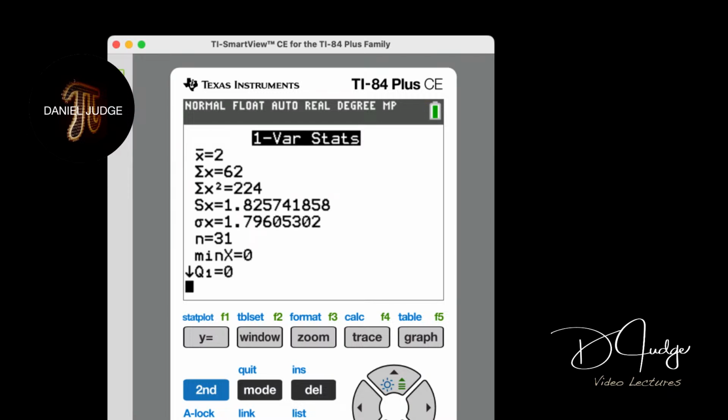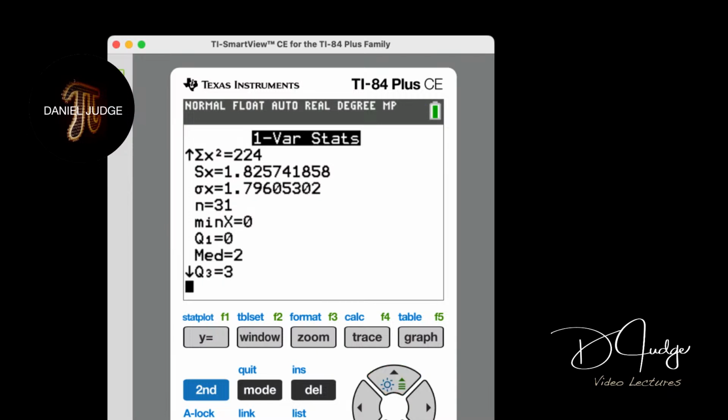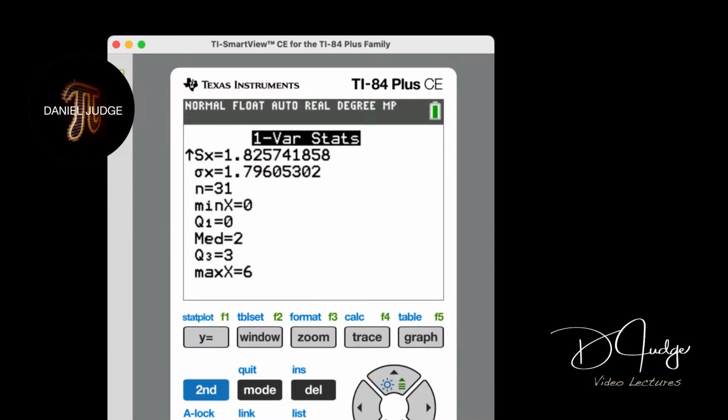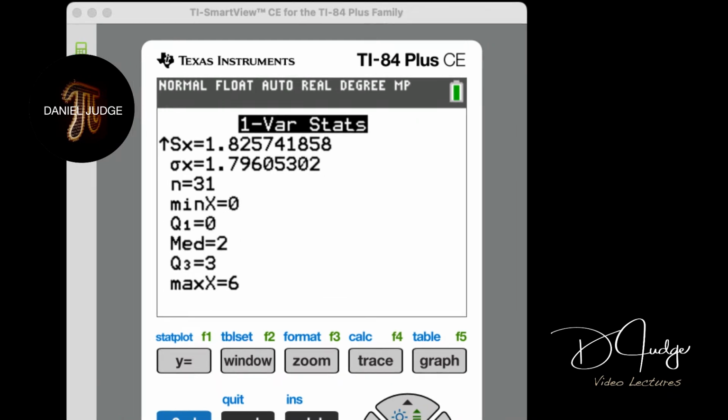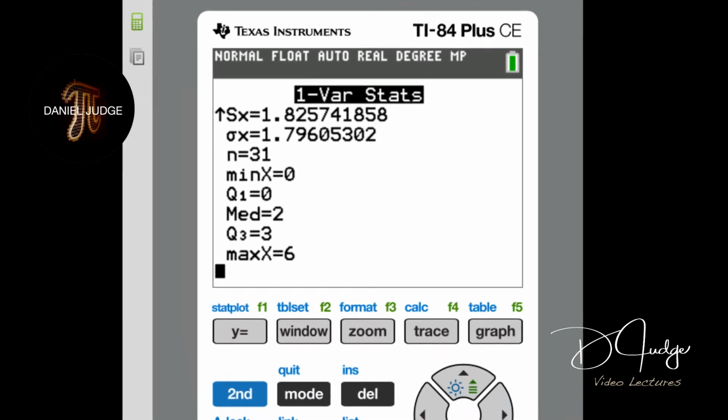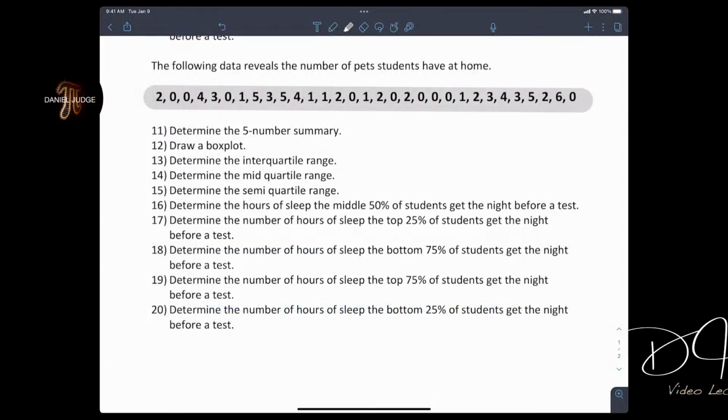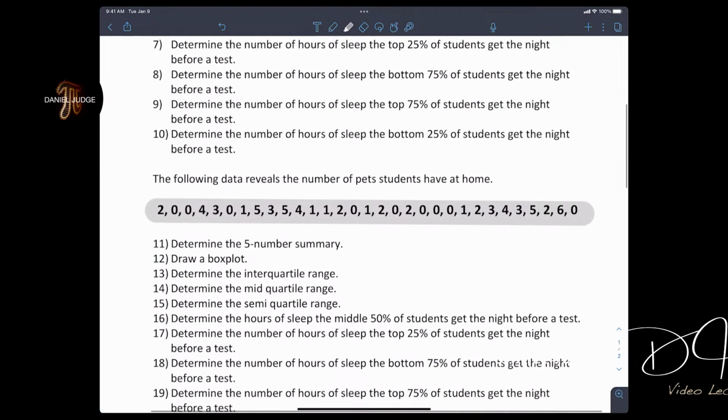Okay, if you take a look at this, it has all the information that we need. Scroll down here, and you should be able to see all of that now. All right. So min, we need. Q1, we need. Median, we need. Q2, we need. And max, we need. So, okay, we're going to go back to the iPad now, and we're going to answer those questions.